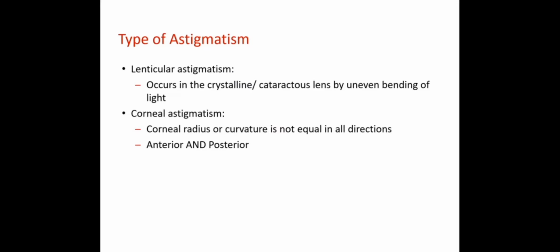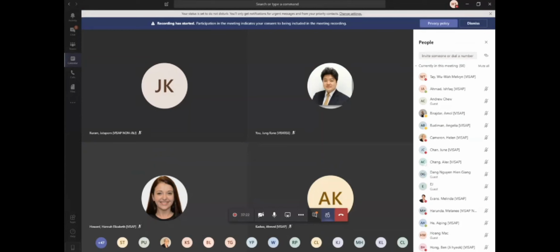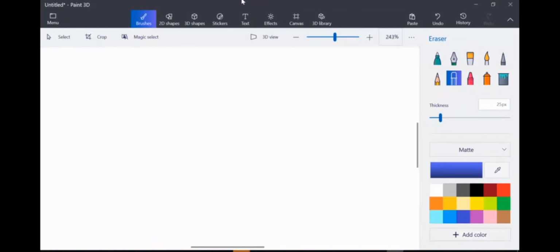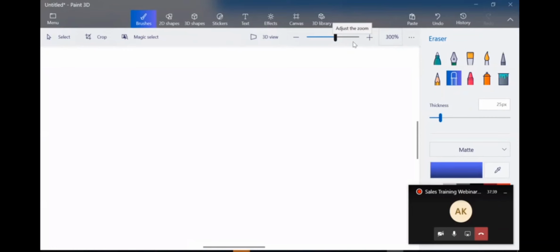Okay, so I just want to show you, I'm not sure if you understood that, but let me switch screens here. Okay, do you see my app on Paint?